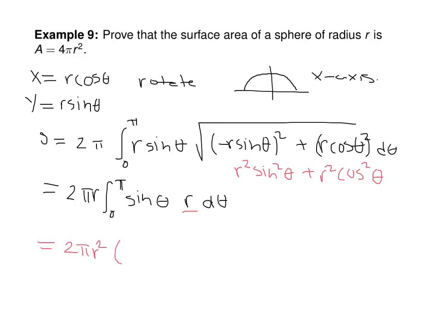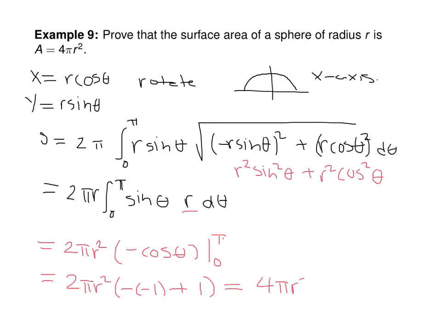The antiderivative of sine is negative cosine, from 0 to pi. So when we plug in pi, we'll get negative negative 1, so negative negative 1, plus cosine of 0, which is 1. So we get 4 pi r squared. And now your life is complete, because you know how to prove the surface area of a sphere is 4 pi r squared, and the circumference of a circle is 2 pi r, and all those things now make sense.